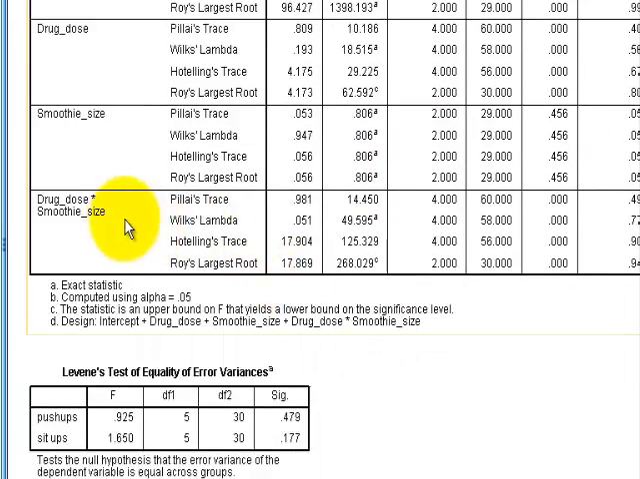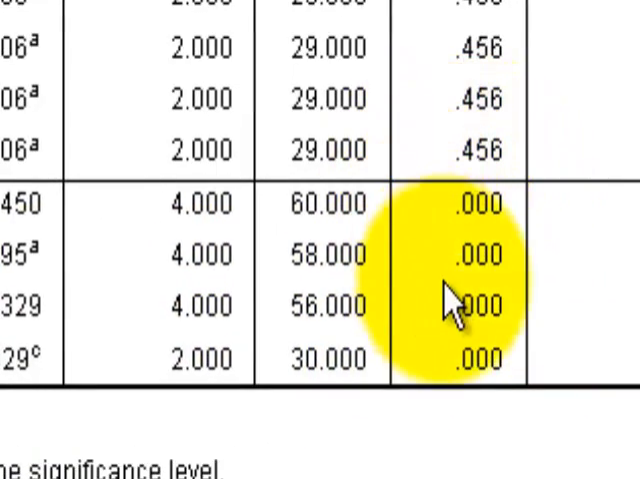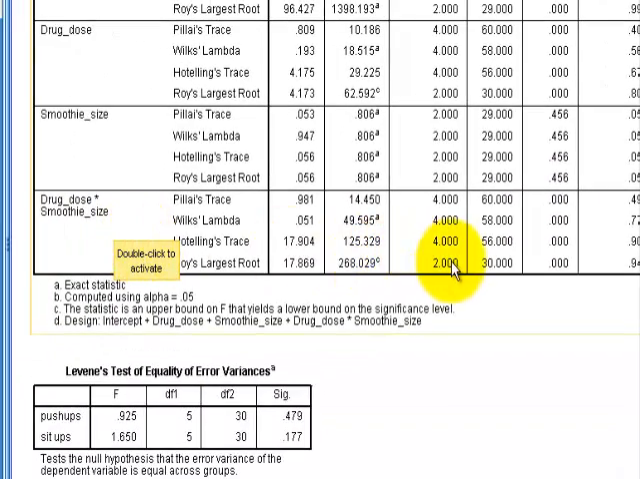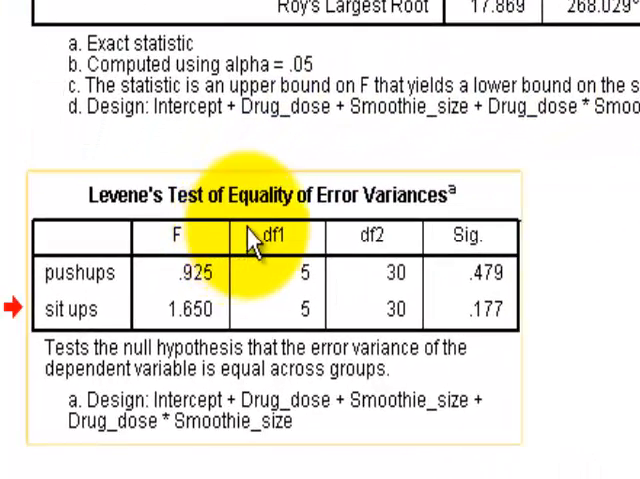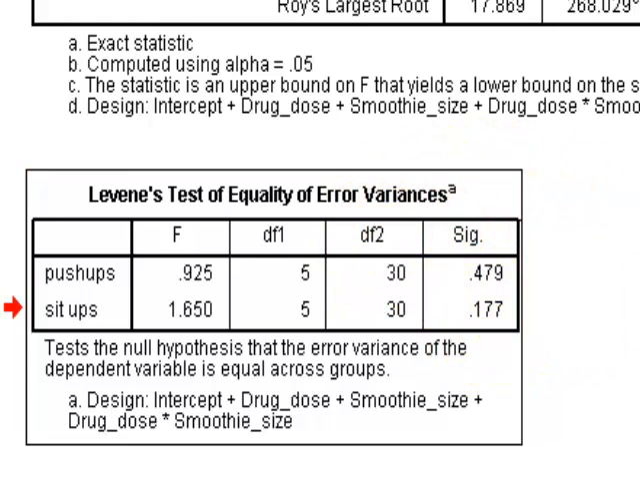And let's look at the interaction between the two. Yes, there was a significant interaction between one of the drug doses and one of the smoothie sizes. So that's good news, but that doesn't tell us anything about the DVs. That's just telling us about the IV levels. So, a difference in the drug dose, no difference in the smoothie size, and an interaction between the drug dose levels and the smoothie size levels. Here's our homogeneity of variance test, and neither the push-ups nor the sit-ups violated the homogeneity of variance, so we're good to go.